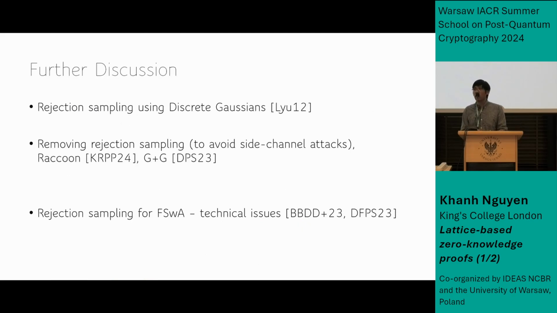There were also more recent works which even tried to remove rejection sampling. We have the Raccoon signature scheme, which relies on an assumption called hint LWE, and also G+G from Asiacrypt last year. Raccoon is one of the candidates for the additional call for signatures. Also, rejection sampling for Fiat-Shamir with aborts has certain technical issues, so it's not super clear that it really satisfies honest-verifier zero knowledge. For this, I'll refer to the works from Crypto last year.